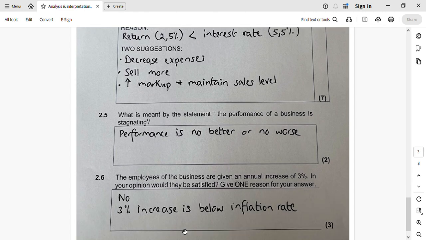Then the last one here, the employees of a business are given an annual increase of 3%. In your opinion, would they be satisfied? Give one reason. They won't be satisfied because a 3% increase is below the inflation rate. The inflation rate is your cost of living increase. So you're earning a higher salary, but that's actually increasing by less than the price of goods and services increasing in the same time period.